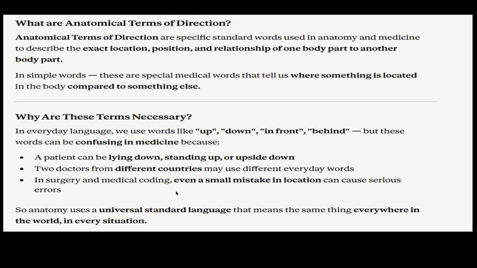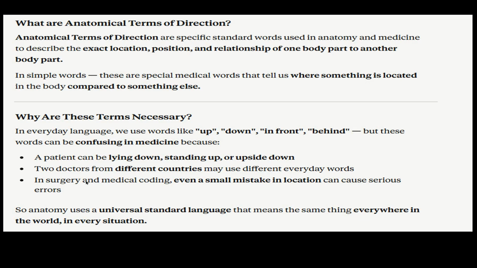Third thing, in surgery and medical coding, even a small mistake in location can cause serious errors. That is true, because if even one word gets changed somehow, it will impact the entire process, whether it's a surgical procedure or medical coding work. Everything will change because of that single word error. So we can simply say that anatomy uses a universal standard language that means the same thing everywhere in the world, in every situation.